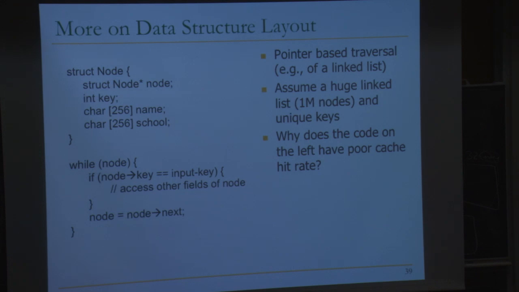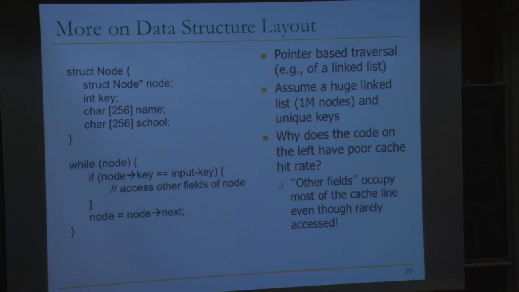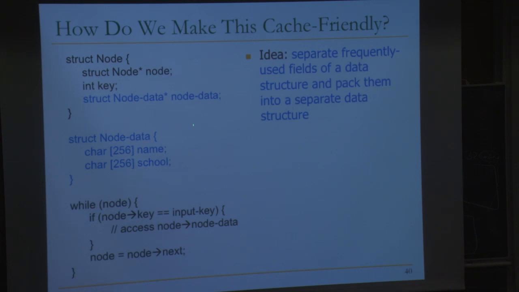So the problem is these other fields occupy most of the cache line, even though they're rarely accessed. What you can do is restructure your code such that you have two types of node, the node itself and the node data. You can separate the frequently used fields of a data structure and pack them into a separate data structure. That's the idea. And you know which ones will be frequently used, right? It's very likely that you're going to access the data of every node. That's not going to be frequently used. But it's very likely that whenever you do a search on a data structure, you're going to access the next node pointer and certainly the key. So why not take these frequently accessed portions of the node, separate them into a separate data structure, and have a pointer from the node itself to the data.